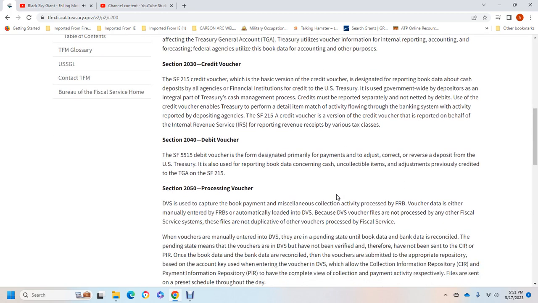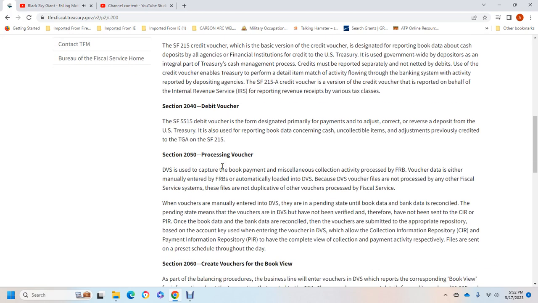Section 2040, Debit Vouchers. Standard Form 5515 Debit Voucher is designed primarily for the payment of just and correct reverse deposits from the U.S. Treasury. It is used for reporting book data concerning uncollectible items and adjustments previously credited to the Treasury General Account on the Standard Form 215.